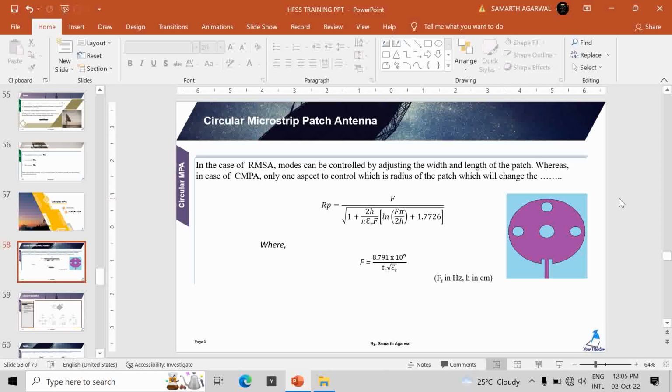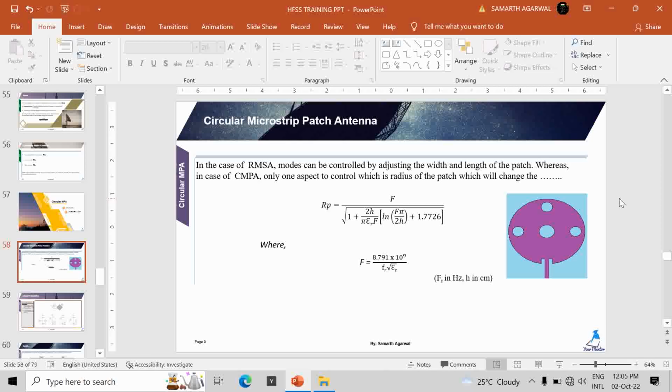So this is one kind of design which I have made for my BTech project, actually graduate project, very long back. And if you change the radius of the patch, it will change the resonating frequency also. So that is the most constraining factor in the case of circular microstrip antenna, in order to get proper impedance matching and proper resonating. This is also a very tedious factor.